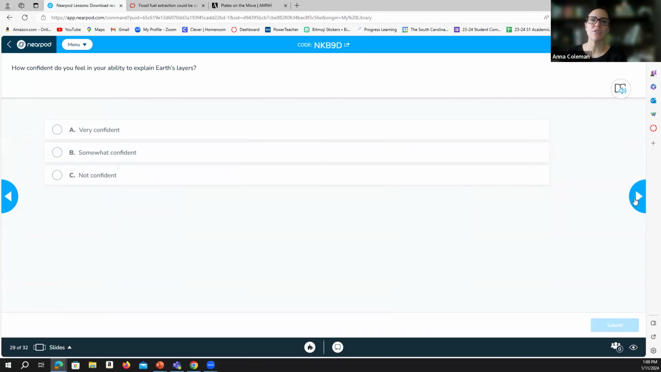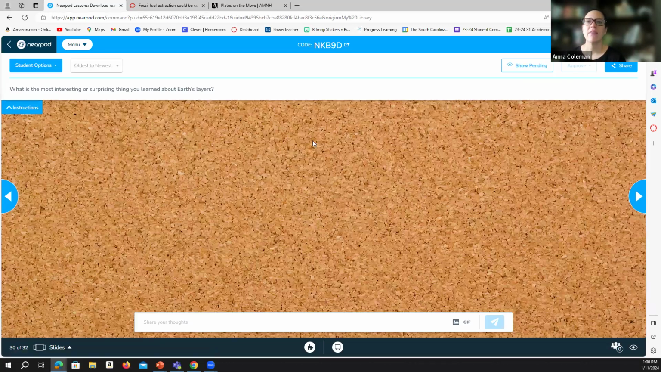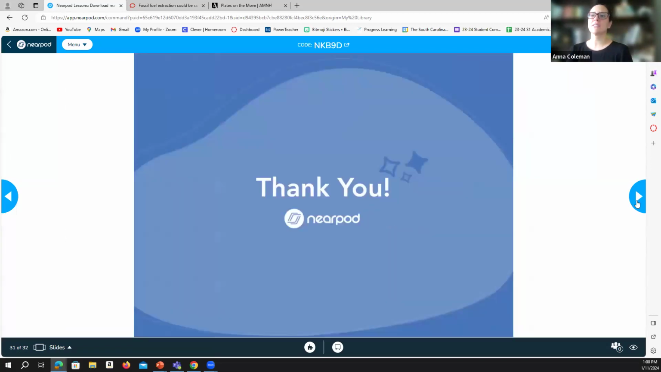How confident do you feel in your ability to explain the Earth's layers inside? Very, somewhat, confident, or not confident? And then what is the most interesting or surprising thing you learned about the Earth's layers? Let me know the most important or interesting thing you learned about the Earth's layers.